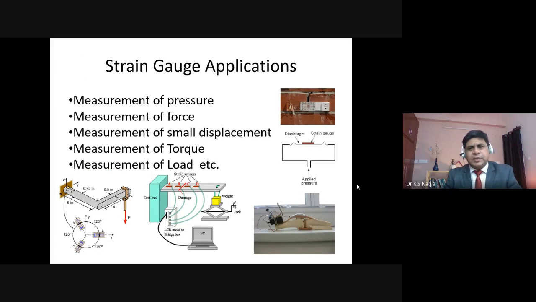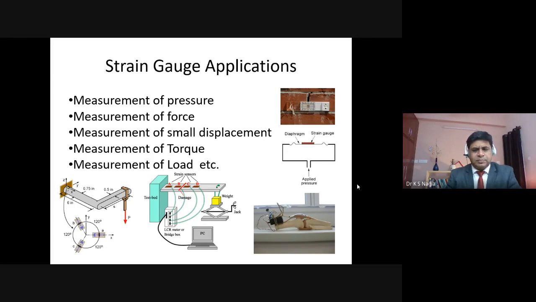So there are various industrial applications in the process industry, in measurement, and in control systems. We are using a strain gauge for the measurement of pressure. It can be used for measurement of a force, a small displacement, a torque, and a load. In all the cases, you can see the example.